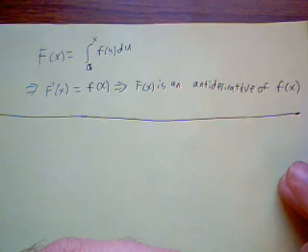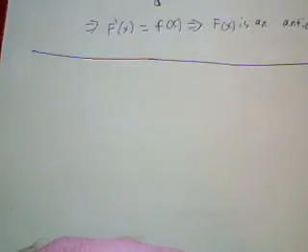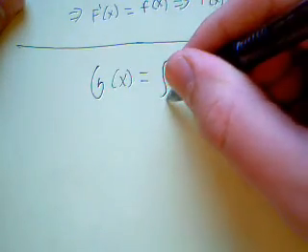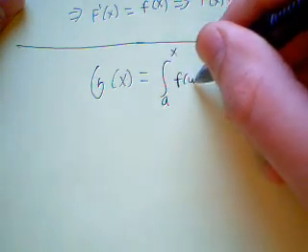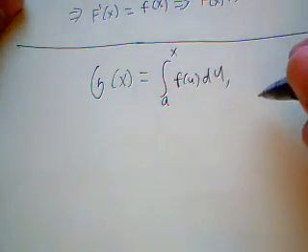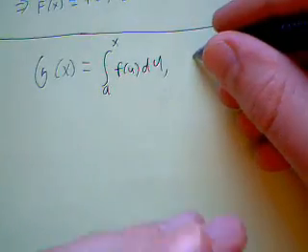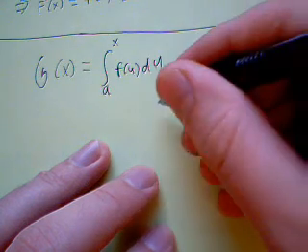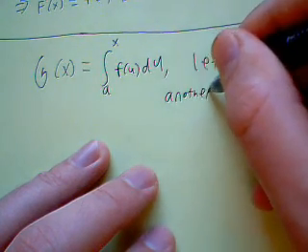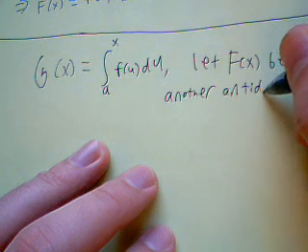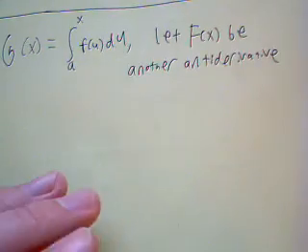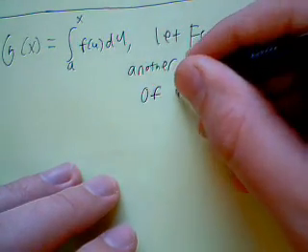Okay. So now we're going to choose another function. But actually we're going to choose the same function, we're going to give it a different name. I'm going to say g of x, let g of x be this integral from a to x of f of u du, and then we also want to let big F of x be another antiderivative of little f of x.